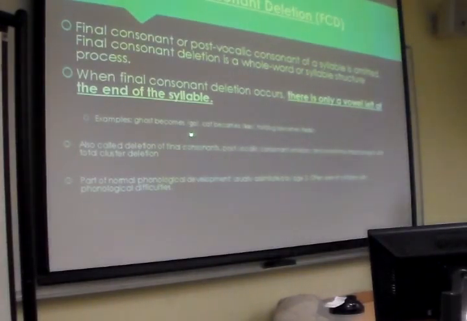So here's some other examples. Ghost becomes go, cat becomes cat, hot dog becomes hada. So you also might see, like in the example of bend, if the child said bet and did delete that final cluster, then you may also hear that called total cluster deletion, and that's fine too, because that's what's happening. Both of those things are happening.